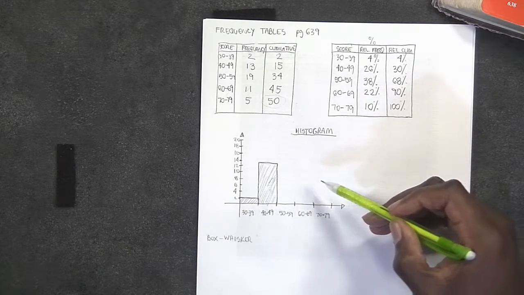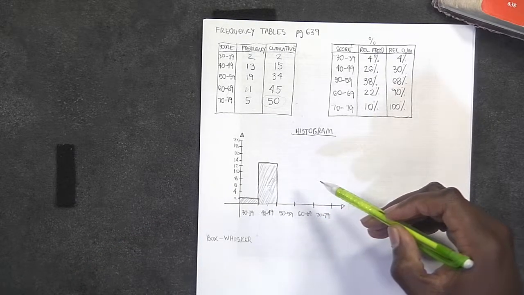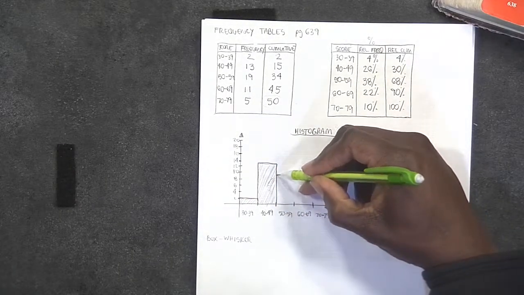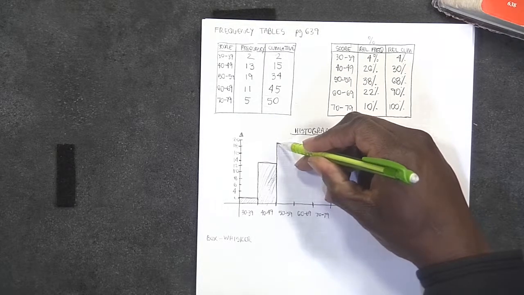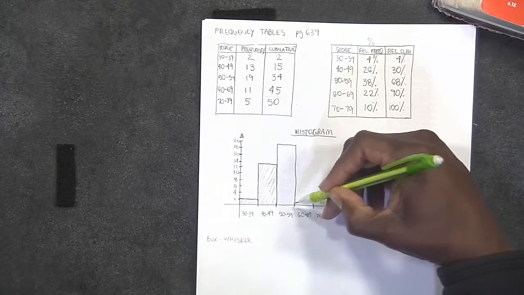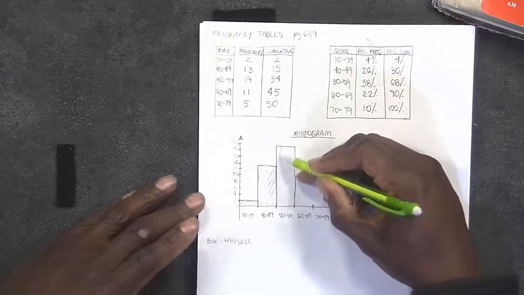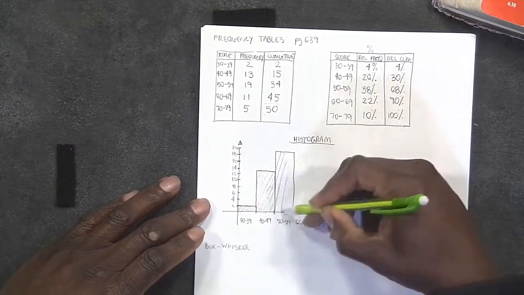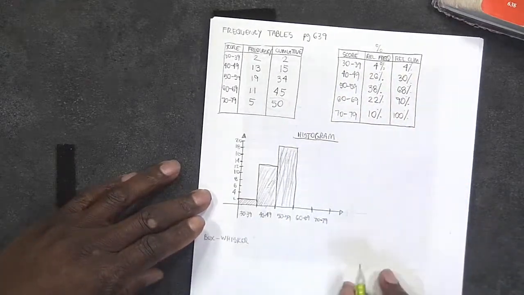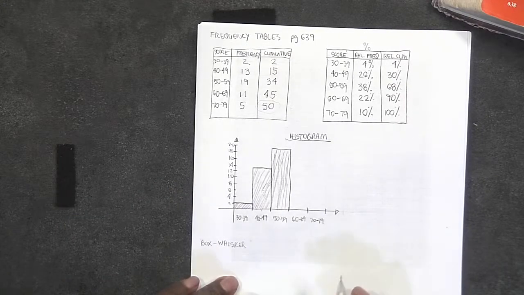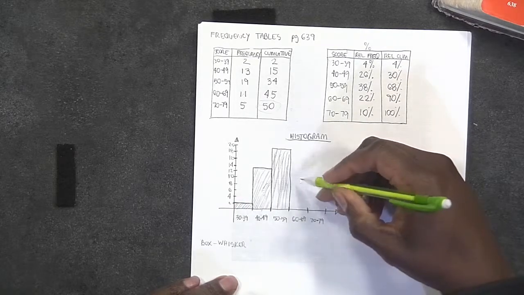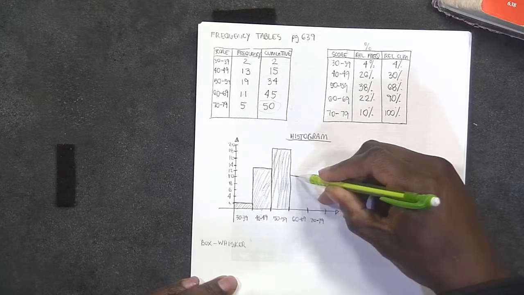How many people scored between 50 and 59? Well, it says 19. So let's extend this up almost to the very top of our graph and then bring this down. All right, so this is the number of people who scored between 50 and 59. And then the number of people who scored between 60 and 69 would be 11. That would be about right here.